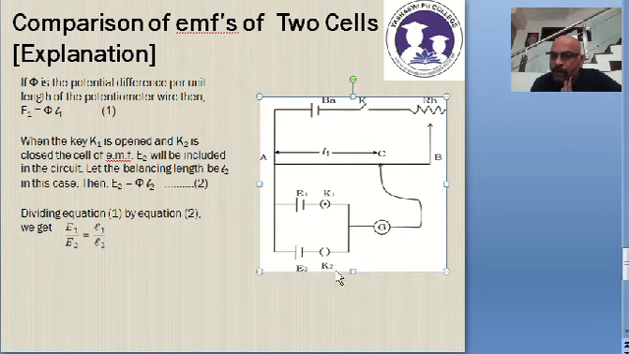When you open K2, E2 will not be included in the circuit. Remember that. When you keep K2 open, E2 is not included in the circuit. E2 is not included because the current from E2 will not flow, because K2 is open. Now, when you open K2 and close K1, only cell E1 is included.